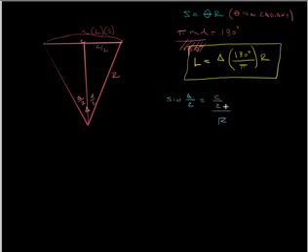Now we want to solve for the chord. The 2 and the R are on the bottom, so I'll just move them over. R sine of delta over 2 is equal to c over 2, which means c is equal to 2R sine of delta over 2. That's the definition of the chord.